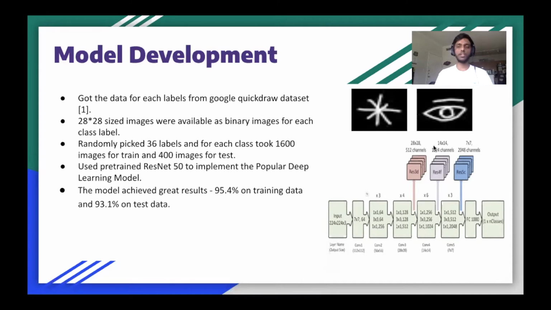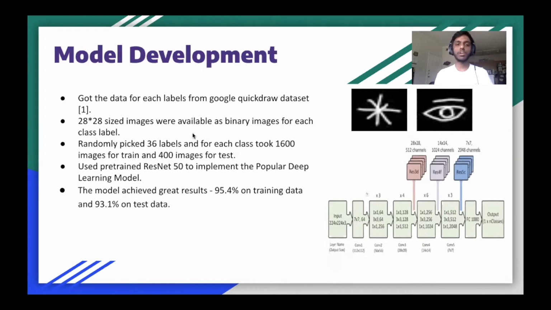So the interesting or challenging thing about these images is that they have a very small size, 28 cross 28, plus they don't have color information. So if you have two spherical objects, there is a good chance that your algorithm might classify them as the same object.